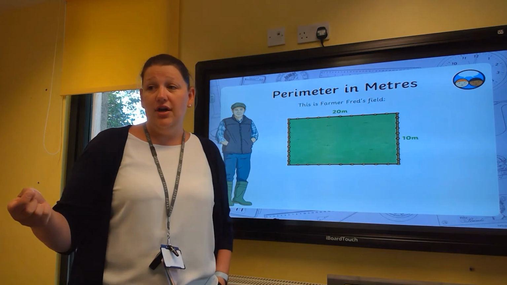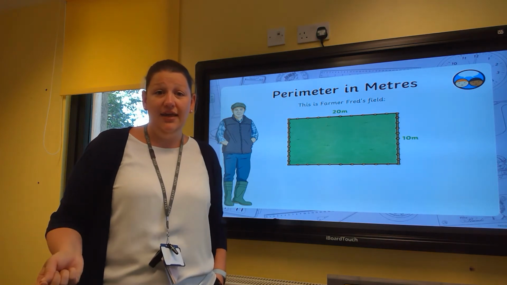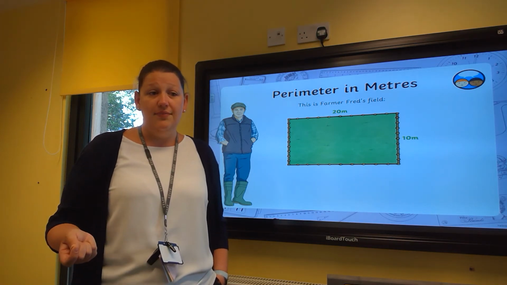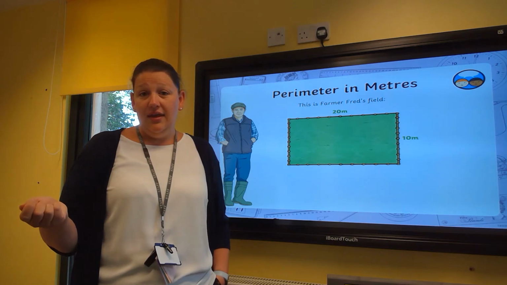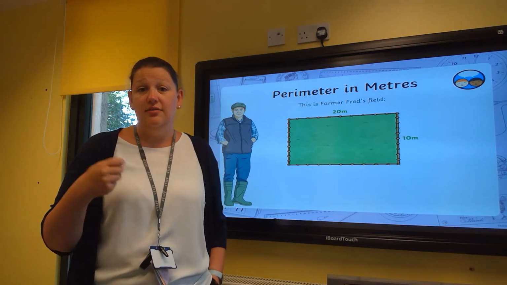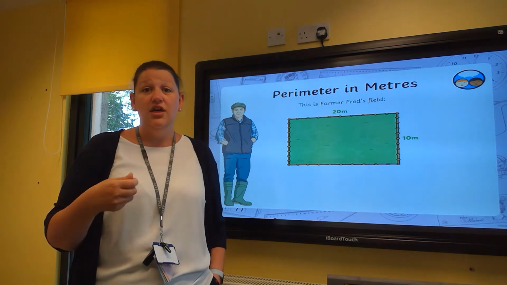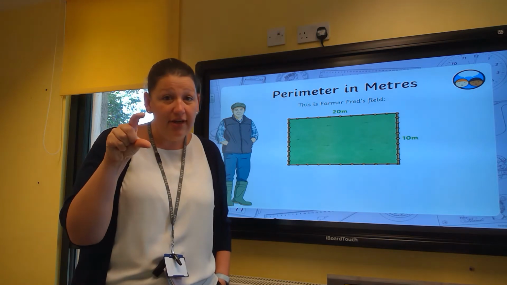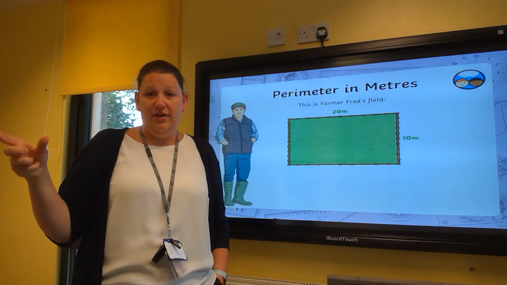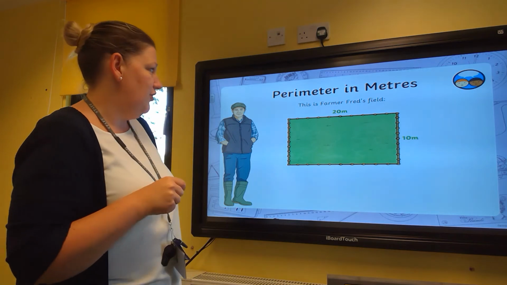So if you said to someone, oh, can you make me a cricket pitch that has a perimeter of 43, but you don't tell them if it's centimetres or metres or kilometres, you can then end up with either a very tiny cricket pitch or a very massive cricket pitch. So we do need to make sure we use that unit of measure.